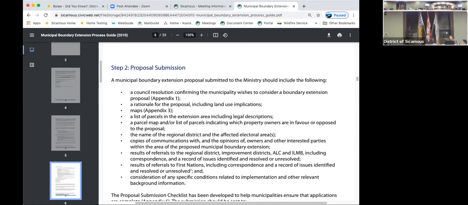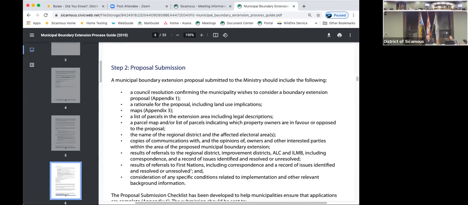We're in the early stages. There's a long process before we, the district, can go to the ministry with a proposal and have them weigh the pros and cons of any potential annexation. Of course, we have to consult and work with our neighboring jurisdiction, which is the CSRD.